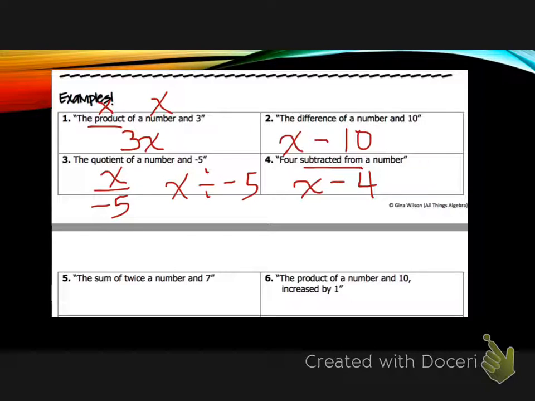The sum of a number and 7. The sum of twice a number. Twice a number would be, twice is 2, x, sum is telling me to add, twice the number, and 7. How about the product of a number? Product is telling us multiply. Product of a number and 10, so we've got 10x, increased by, that means adding, 1.